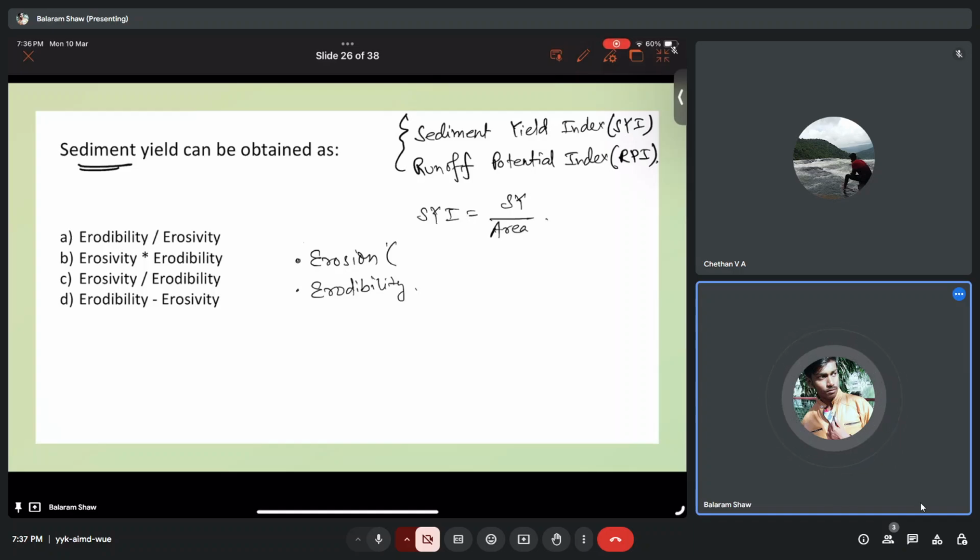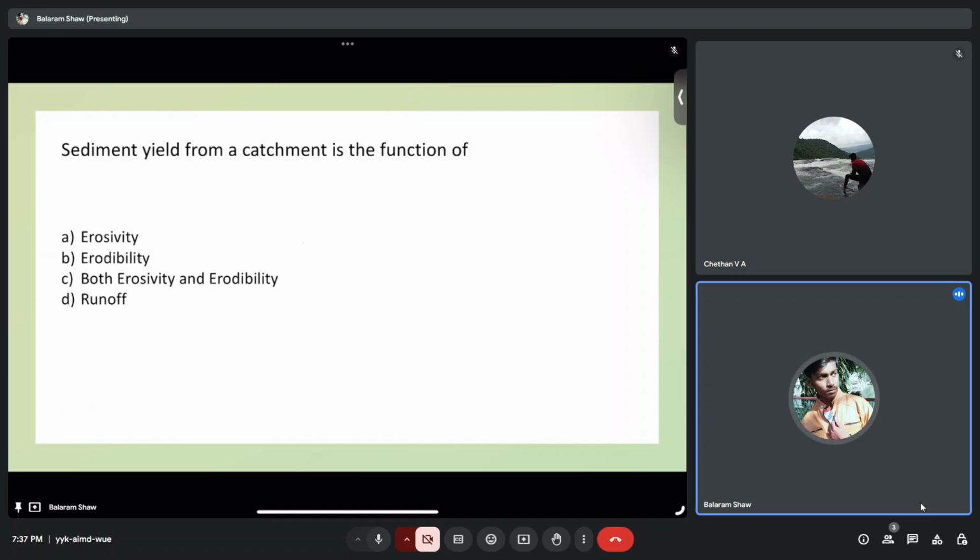So this is the rainfall characteristic, and the erodibility is the soil characteristic. So these are the two characteristics that affect the sediment yield, right? And how will we get the sediment yield? Sediment yield will be equal to erosivity into erodibility. So the correct answer will be B, right? Okay. We'll move to the next question.